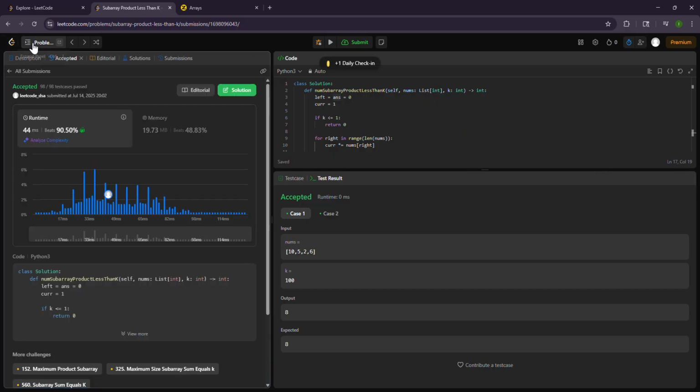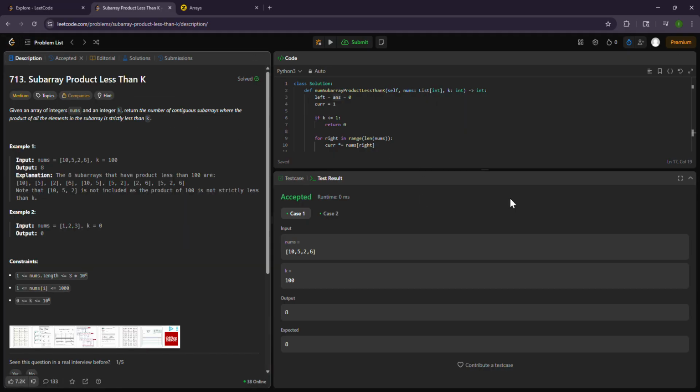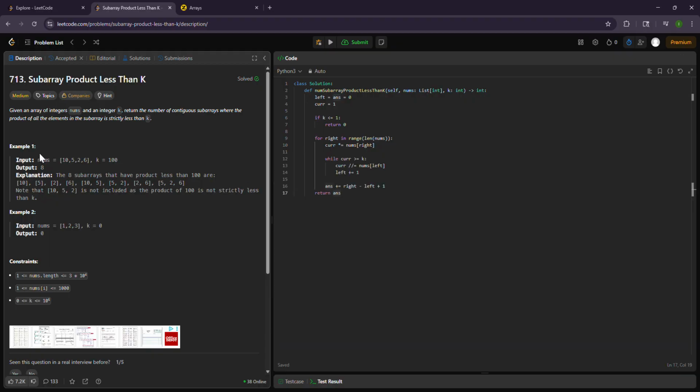All right, so it runs pretty well, and when you look at this, we will just go through the array only once. So 10, 5, 2, 6. So the time complexity is just O of n, and we don't use any other data structure. So the space complexity is O of 1, and that is the solution for this problem.